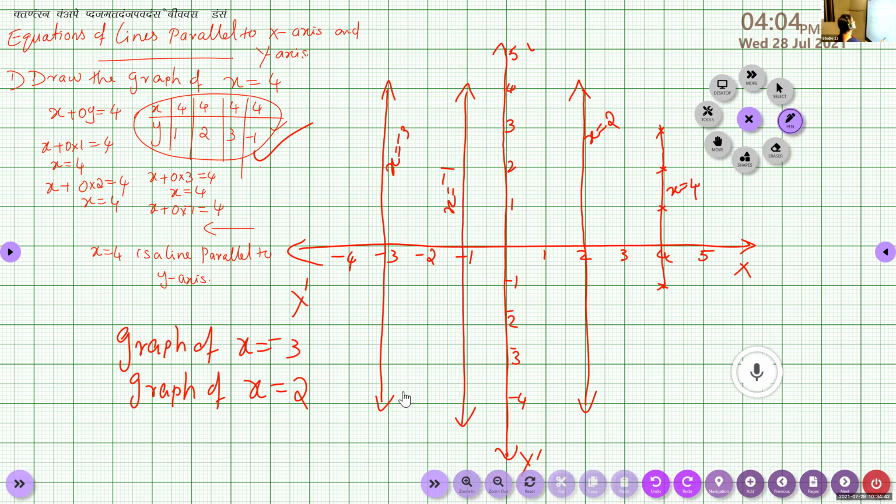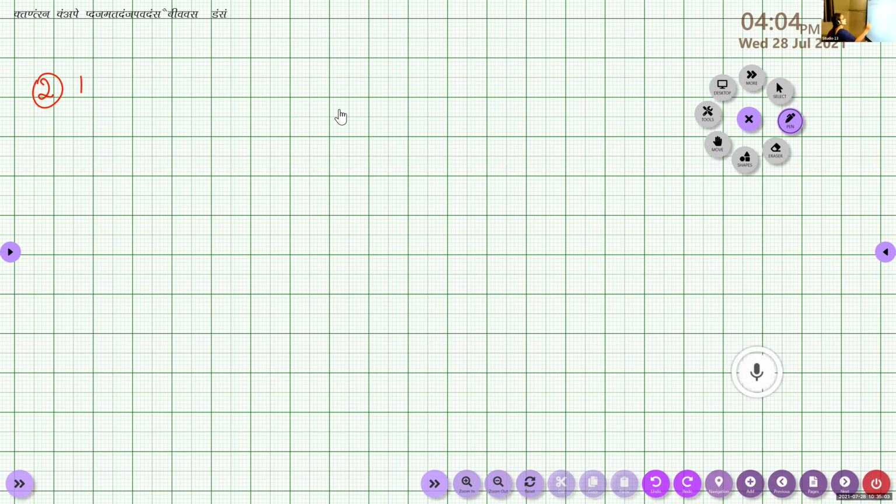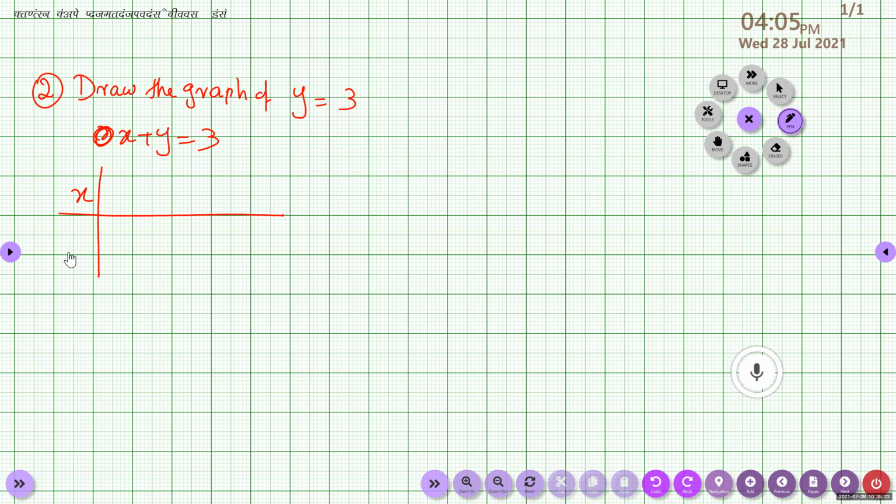Okay, now we will do the next question. Draw the graph of y equal to 3. Draw the graph of y equal to 3. So we will try 0x plus y equal to 3. We will find one solution set x, y. Can you repeat? y equal to 3.